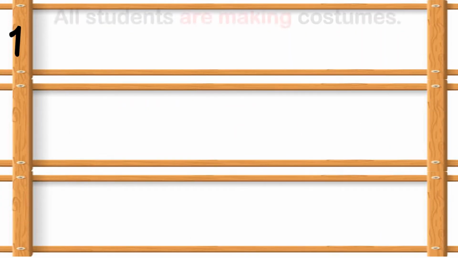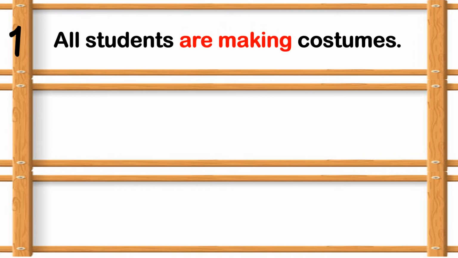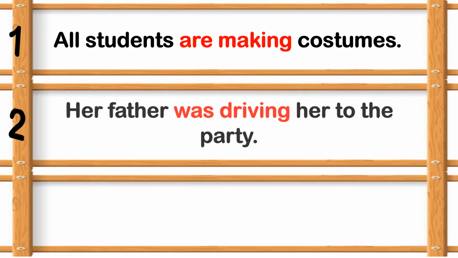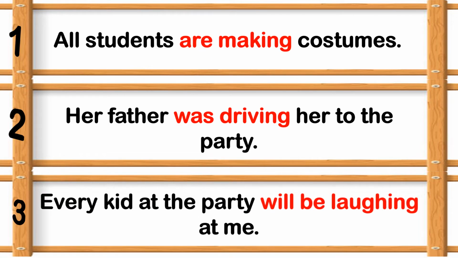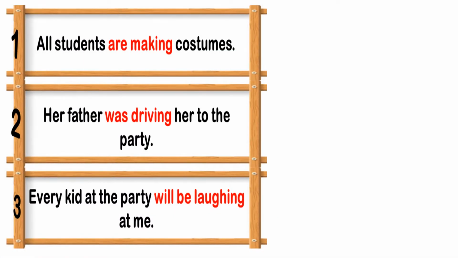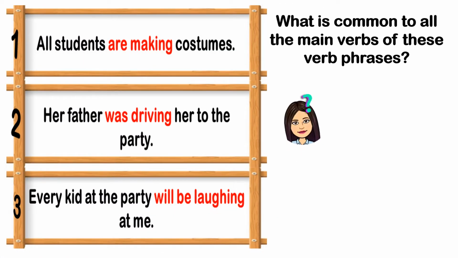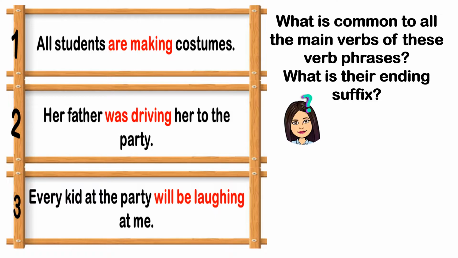Number 1. All students are making costumes. Number 2. Her father was driving her to the party. Number 3. Every kid at the party will be laughing at me. What is common to all the main verbs of these verb phrases? What is their ending suffix?